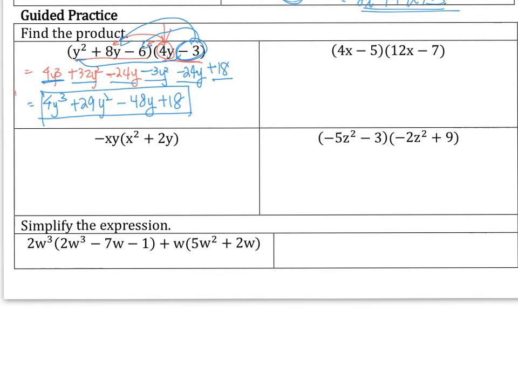And then now I'm going to do the next one. So here we can use the FOIL method. Let's multiply the first terms, 48x squared. And then the outer, 4x times negative 7, negative 28x. And then the inner, negative 60x. And then the last, plus 35. And then we can combine the like terms in between, which is negative 88x.